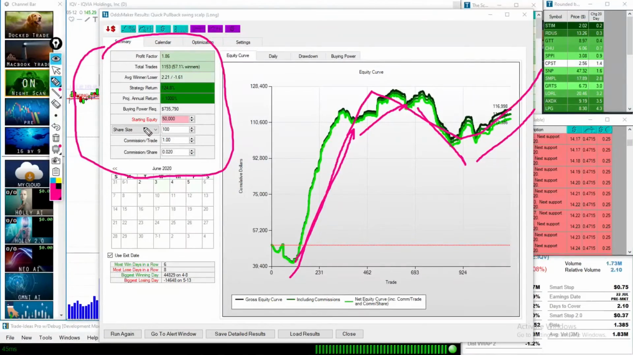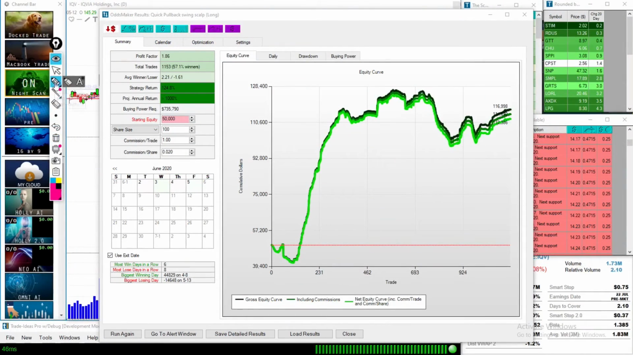Now, I couldn't trade this strategy with $50,000. That's what this red number here is saying, that I would need $700,000 in order to trade this. So, it's pocket change. Well, it's account value, right? That's not crazy when you're talking about account values. But more importantly, here's all the data. It's 57% accurate. It makes $2.21 when it's right, and it loses $1.50 thereabout when it's wrong. And the profit factor we talked about is 1.86.